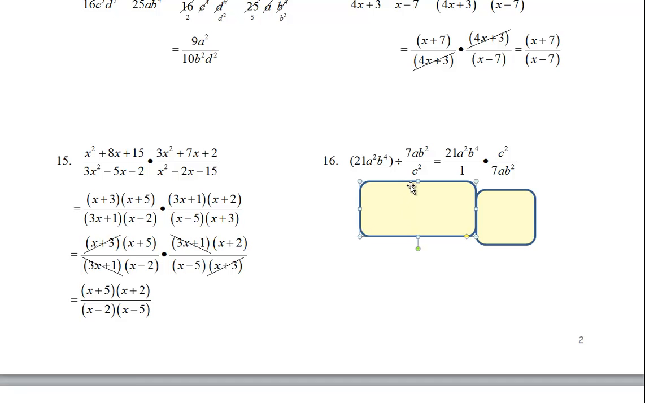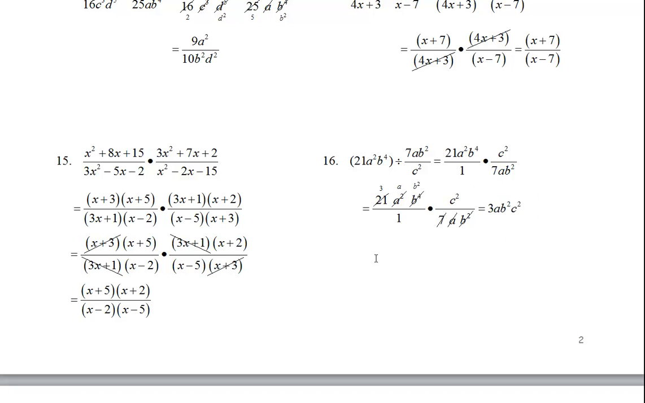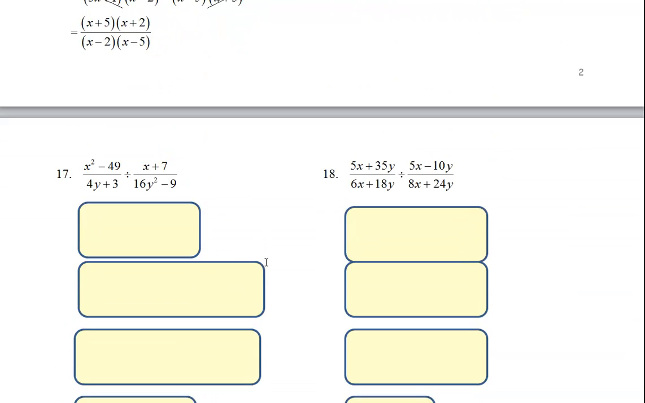Pause me because I'm going to go ahead. I know the 7 and the 21 will go. I'll have a 3 on top, an a on top, a b squared on top. All I have on the bottom is 1, so my answer should be 3ab squared c squared. And there it is. Got a couple more.